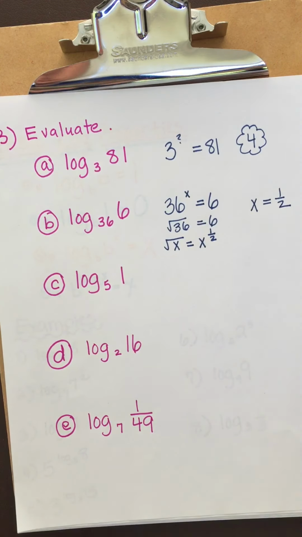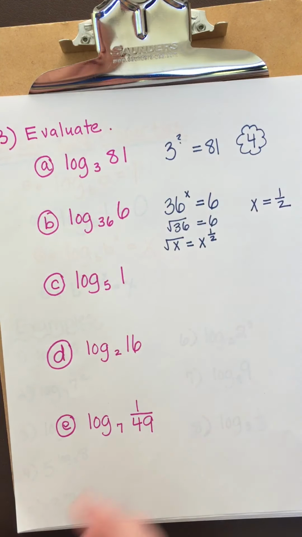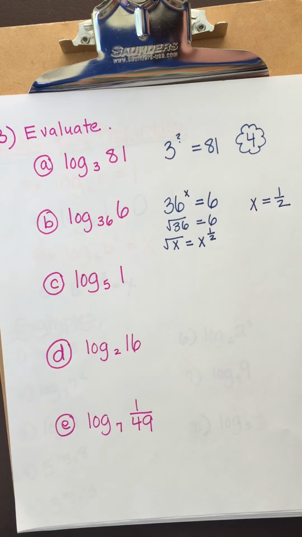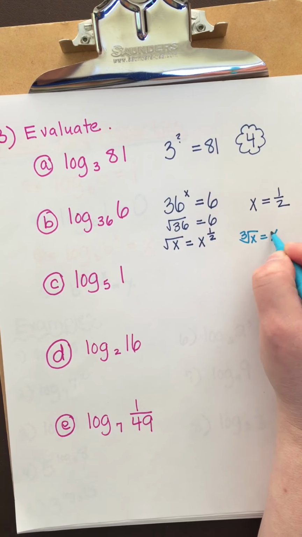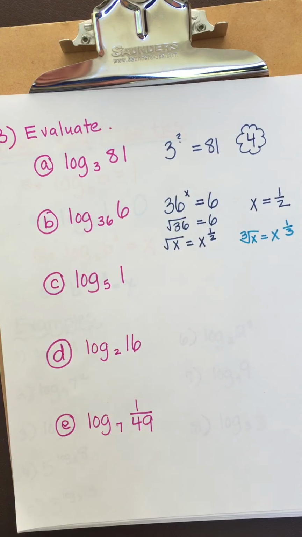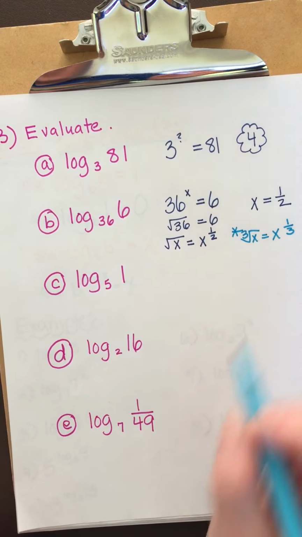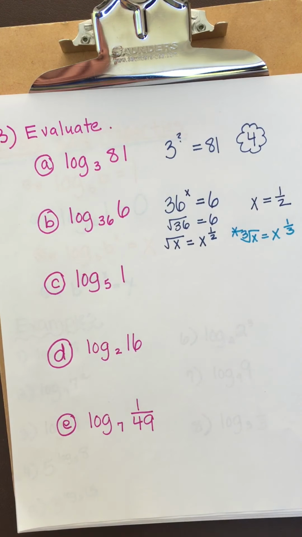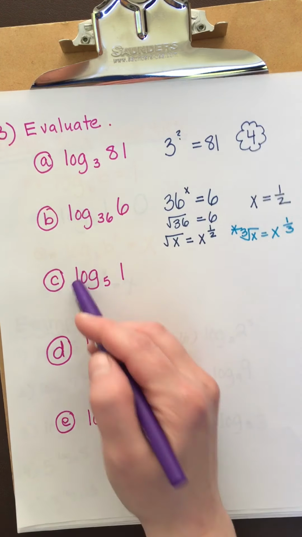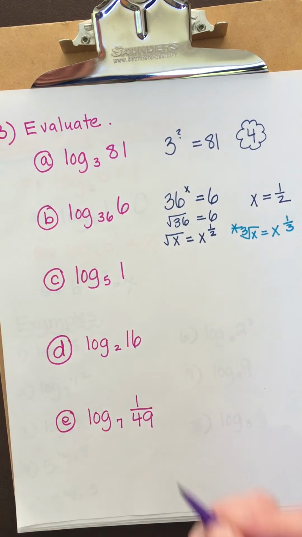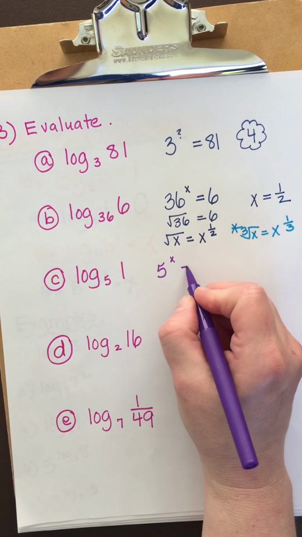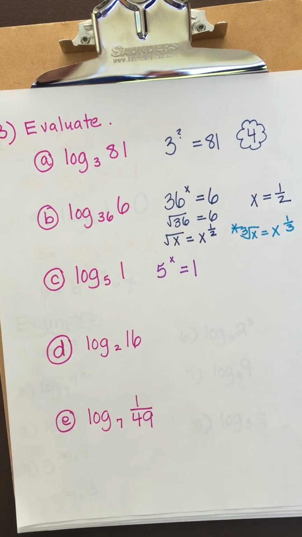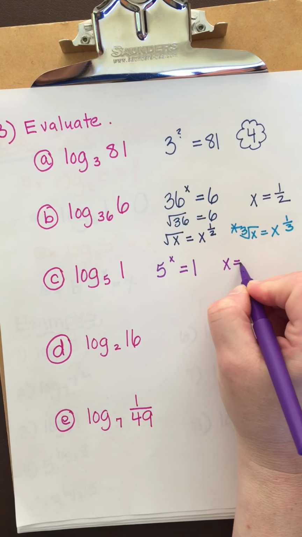Okay? Just like another example of this would be the cube root of x is the same thing as x to the 1/3, right? That's just a little side note. All right, let's look at the next one. Get back on track. The log base 5 of 1. So that's like saying 5 raised to the what power equals 1. And we know that anything raised to this power equals 1, and that would be 0.